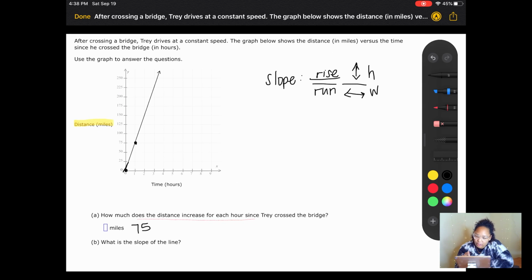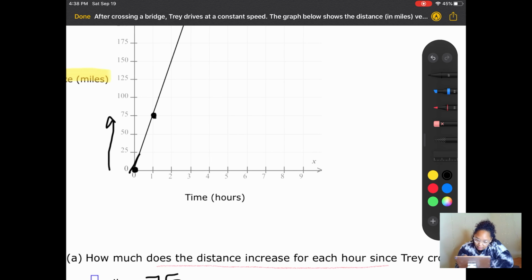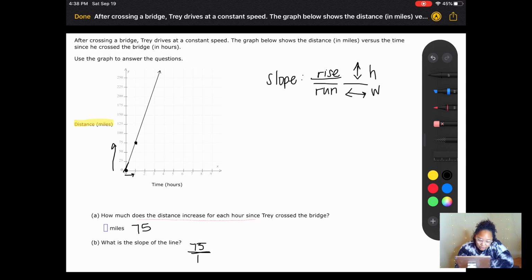Like I said before, slope is rise, how much it goes up. So how much does it go up? It goes from 0 to 75. So that's my rise, 75. Over my run. How much does it go over? Well, it goes from 0 to 1, and that's 1. So 75 over 1.